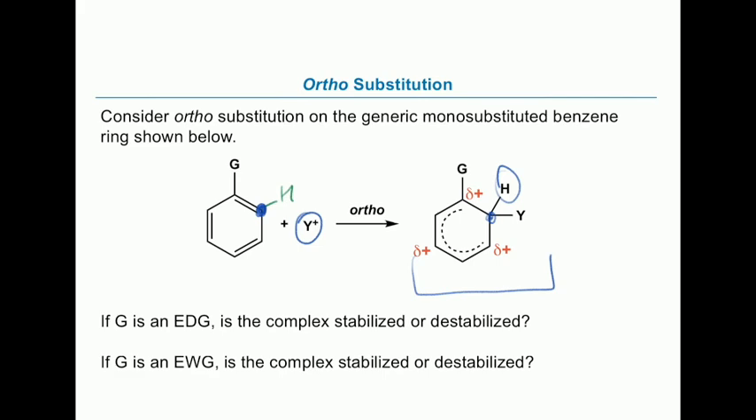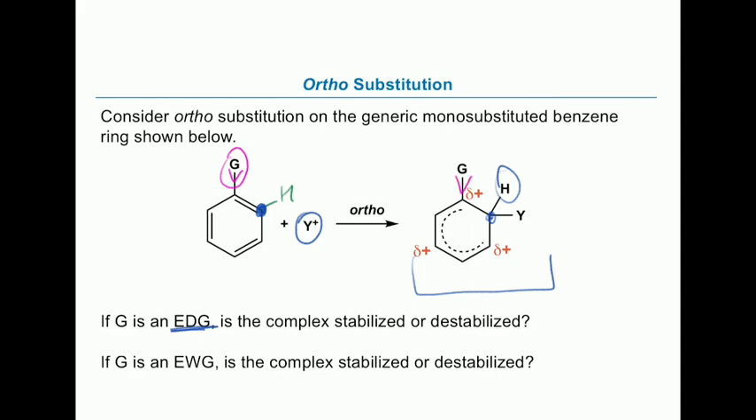Great. Now think about these two things. If this is a donor group, which means we are donating electrons at that position, do we make the sigma complex happy or unhappy? So who's happy? Nobody's happy. I get it. No. Who's on the side of happy?